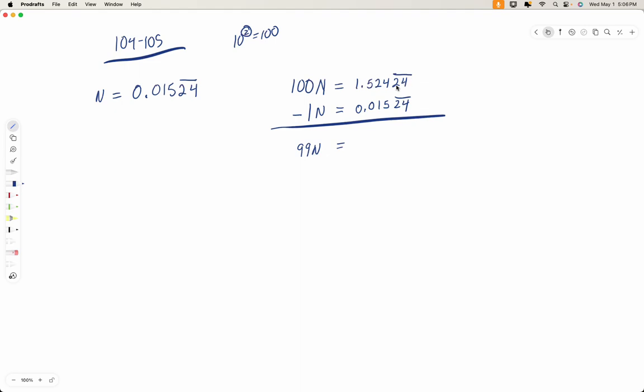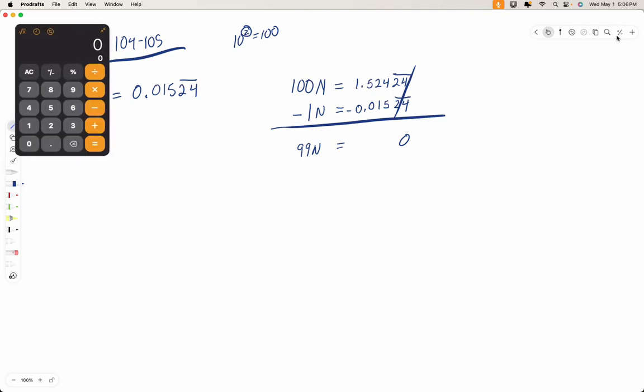We can subtract repeating 24 minus repeating 24, and that gets canceled, so now that's a 0. Now we can just subtract the rest of this. It's like they cancel each other out, right? So we're subtracting this also. We're subtracting everything. So I'm just going to pull out my calculator right over here.